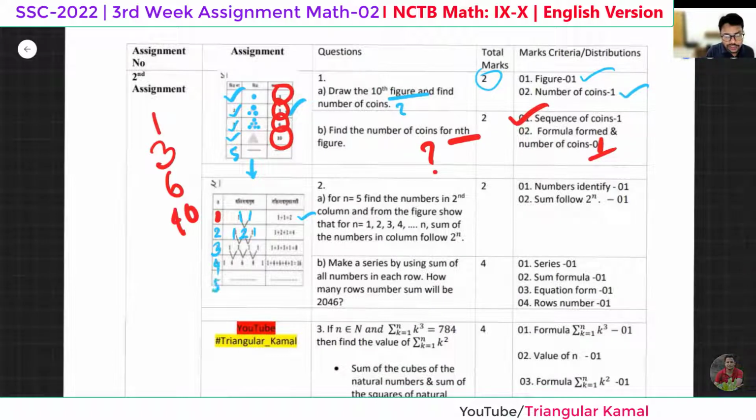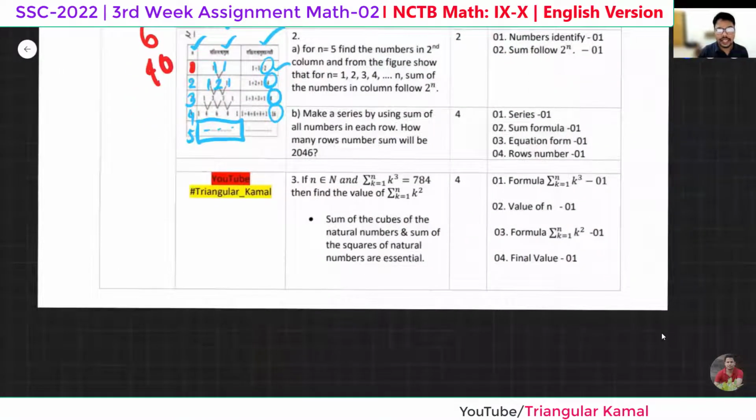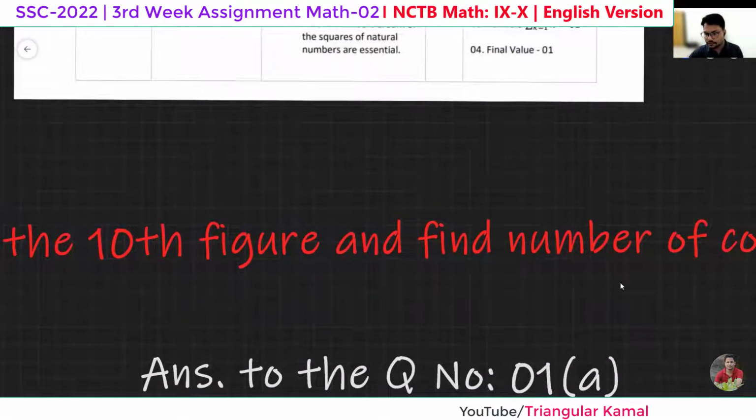According to the diagram, what will be the fifth row? For n equals 5, find the number in the second column. That means this is the first column, this is the second column, this is the third column. Identify, for n equals 5, what the numbers will be. Their sums always follow the 2 to the power n formula. So here the sum is 2, here 4, here 8, and the sums always follow 2 to the power n. And for the second question, make a series using the sum of the numbers in each row, and find for how many rows the sum will be 2046. Now let's find the answer.